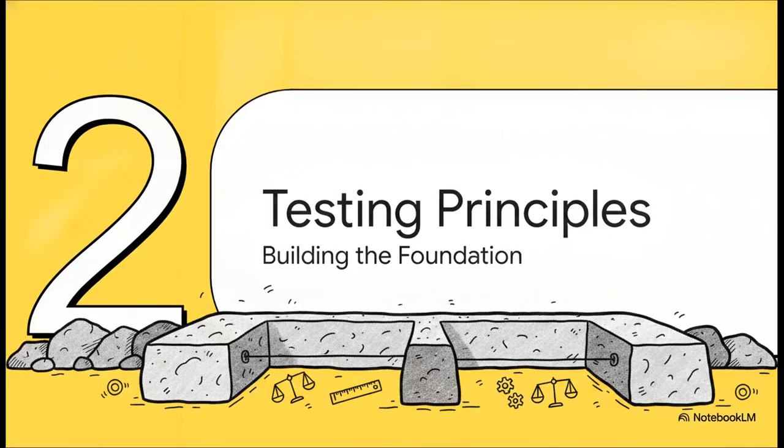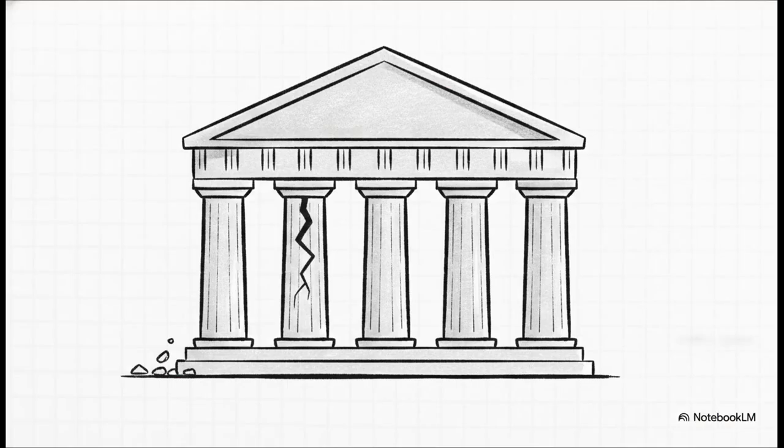Moving right along to Section 2, Principles of Test Development. Because if we're building a house, we definitely need a solid foundation, right? In testing, this foundation is made of core principles that prevent measurement errors and bias. And listen, if any of these foundational principles are missing, the structural integrity of your test completely falls apart.